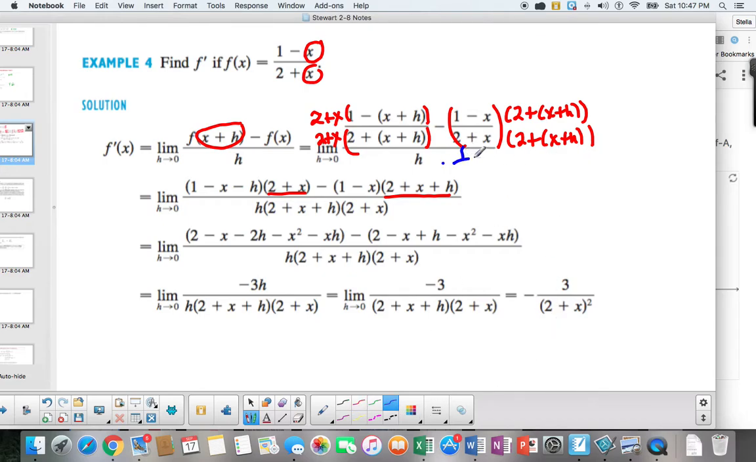And remember, as soon as I get all of this simplified, I can multiply that by 1 over h. And that's why you see the h here and this denominator right here. Okay, we're going to expand it and we're going to simplify. And after we simplify, we're going to allow h to go to 0. And this is what we get right here.